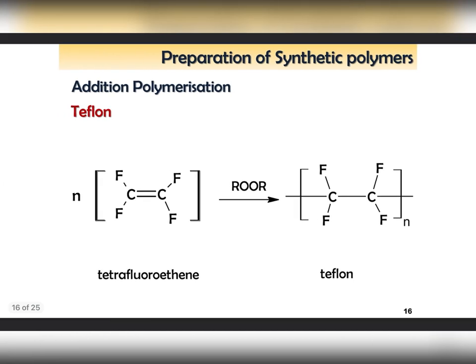Right, so this is the structure of Teflon. This is the monomer, tetrafluoroethene. You have a carbon-carbon double bond, and it becomes a carbon-carbon single bond. So release the electrons, and you will get this polymer. Don't forget to write the bracket and a small n at the side.